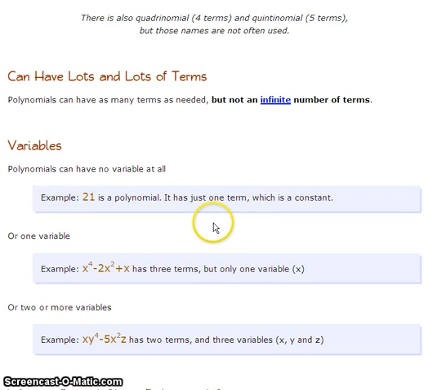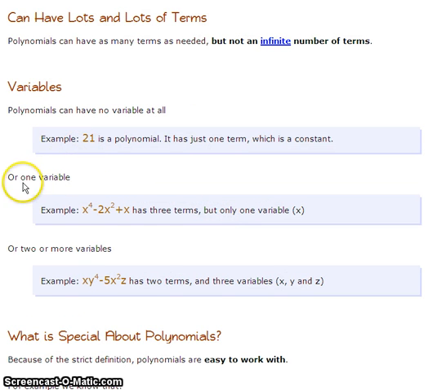Alright, so polynomials can have no variables, 1 variable, or 2 or more variables. This is an example of a polynomial with no variable. This is an example of a polynomial with 1 variable, and this is an example of a polynomial with 2 or more variables.